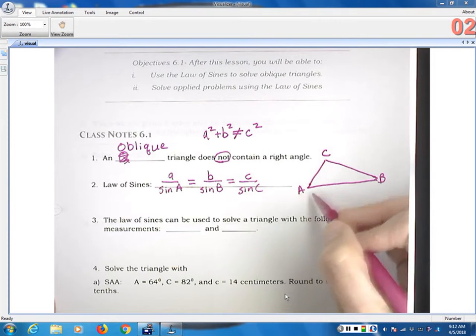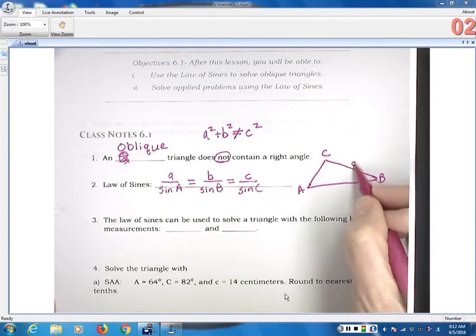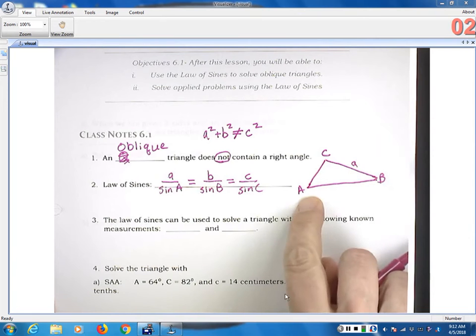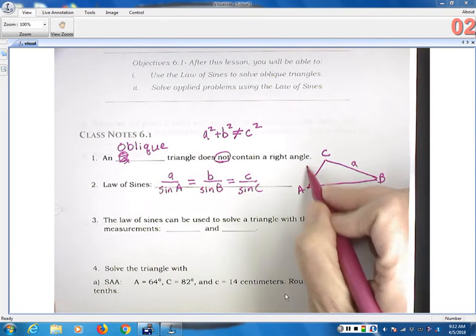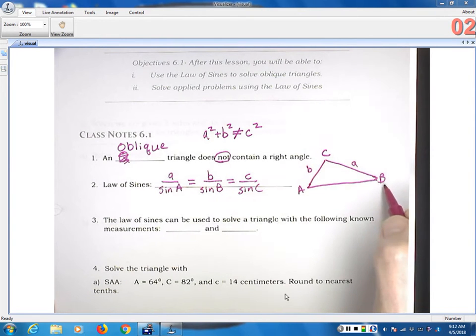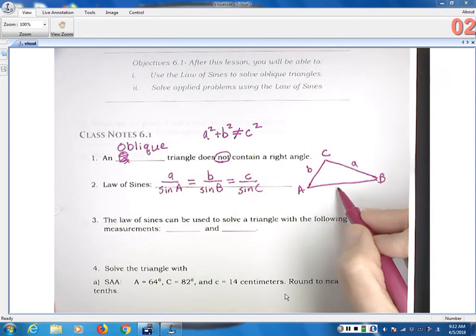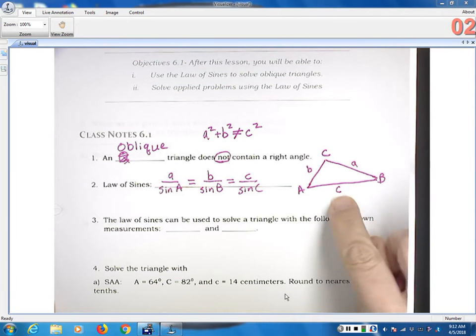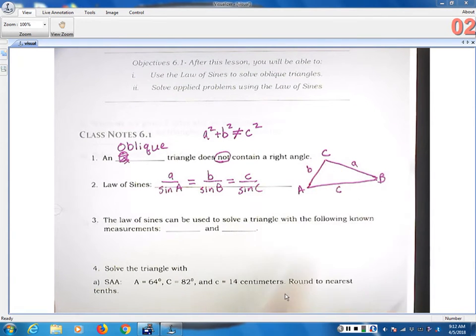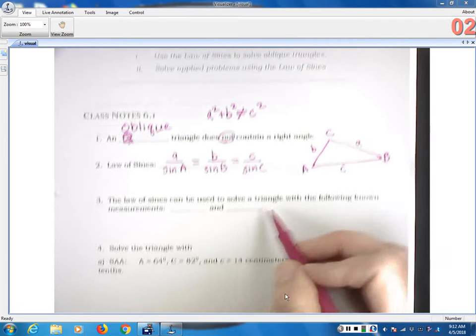So, this is side a across from angle A. This is side b across from angle B. And small c, that's a small c, this is a capital C. So the angles are capital letters, we've done this before, and the lengths of the sides are small letters. So the law of sines can be used to solve a triangle.